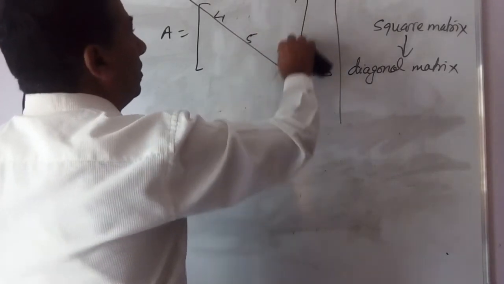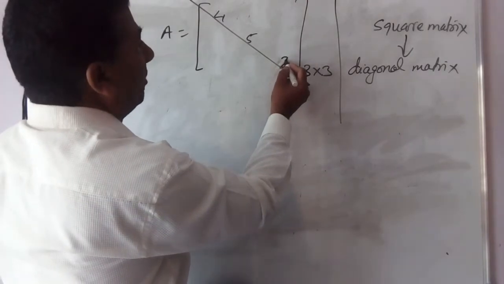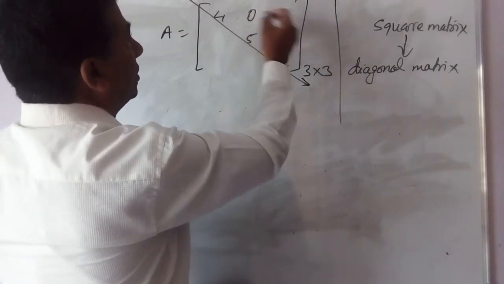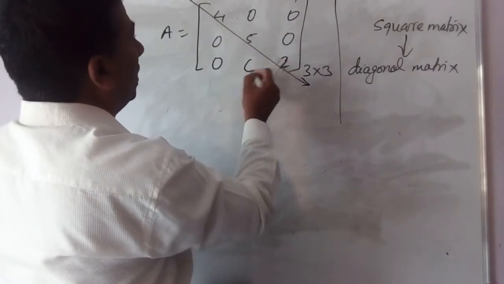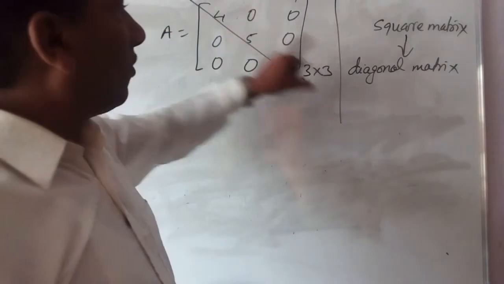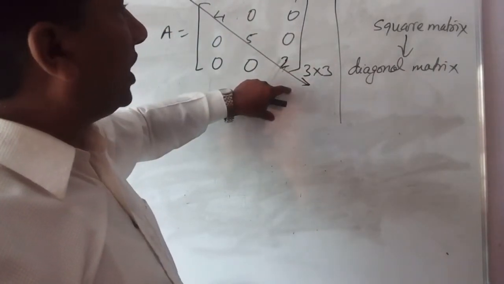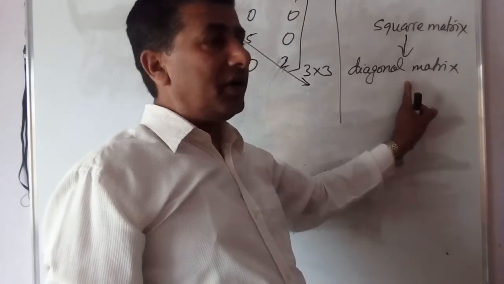Now this one is diagonal elements, they are not 0. Now remaining all 0. These non-diagonal elements are 0. Then this one is called a diagonal matrix. Now from here what you have to understand: to be a diagonal matrix, the first condition is that the matrix should be square. A square, then after that, diagonal matrix.